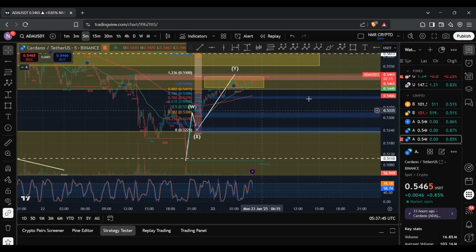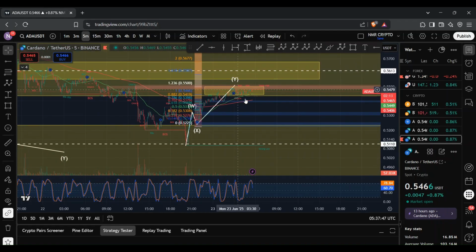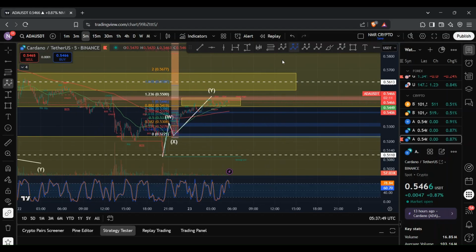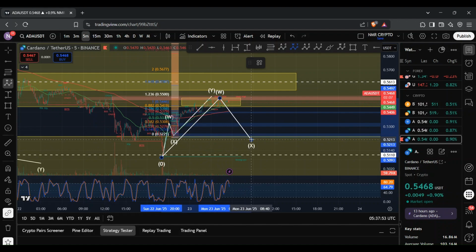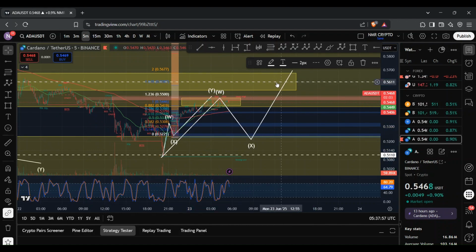And two things could be taking place right now, where we could have a bigger move to the upside, where this WXY structure will make up the W wave. And then we have a retracement to the downside to complete the X wave, followed by a final push to the upside, where that Y wave could actually breach this key level at 56.13 cents.